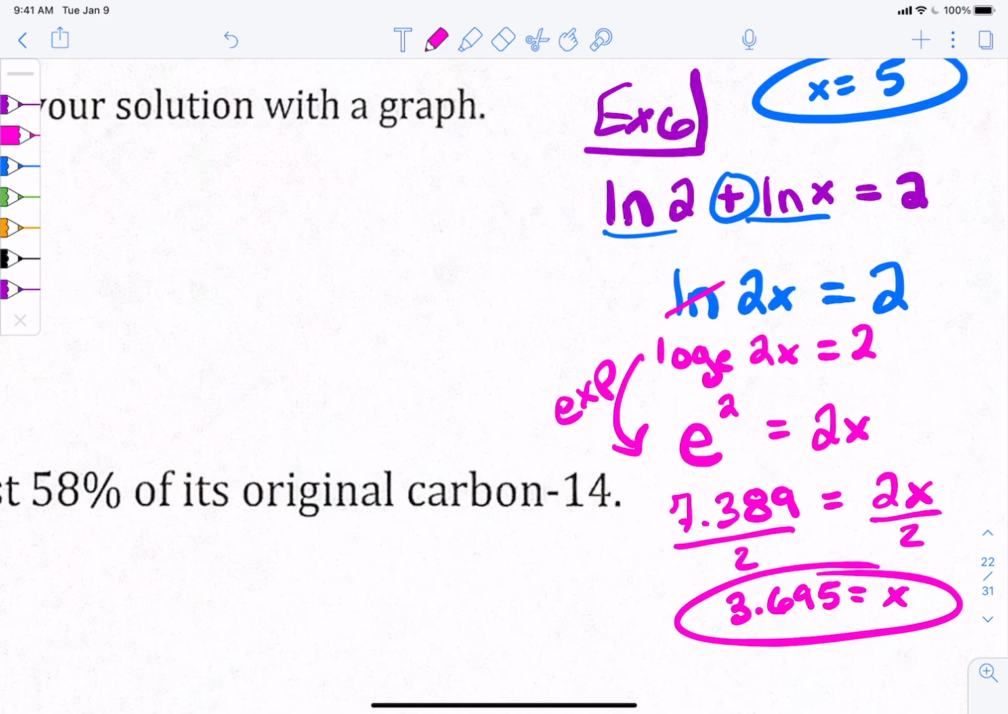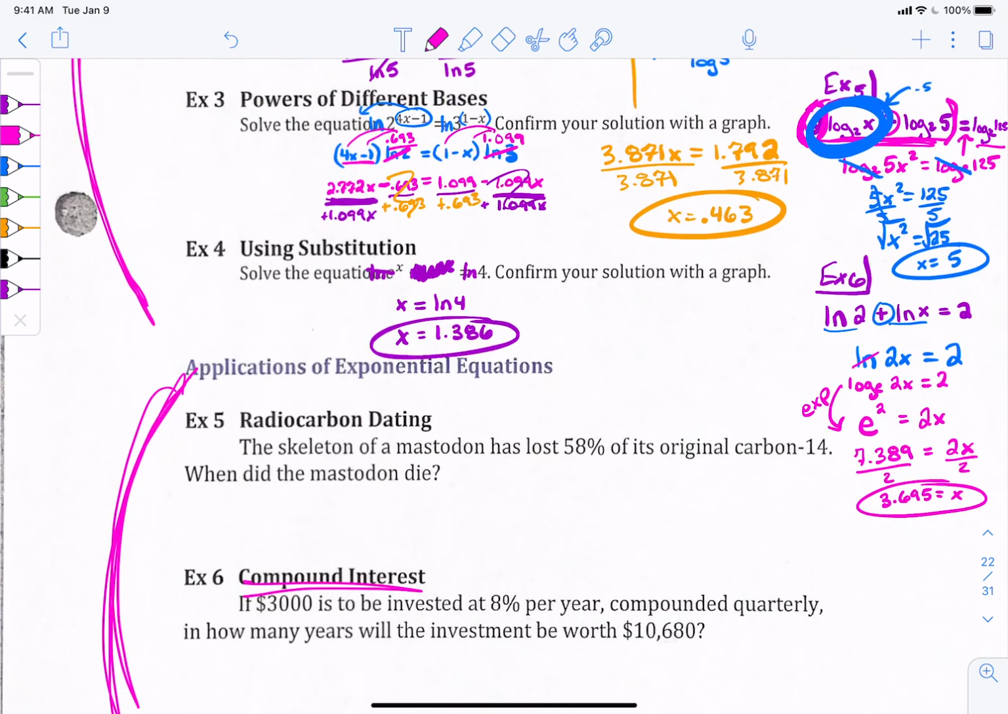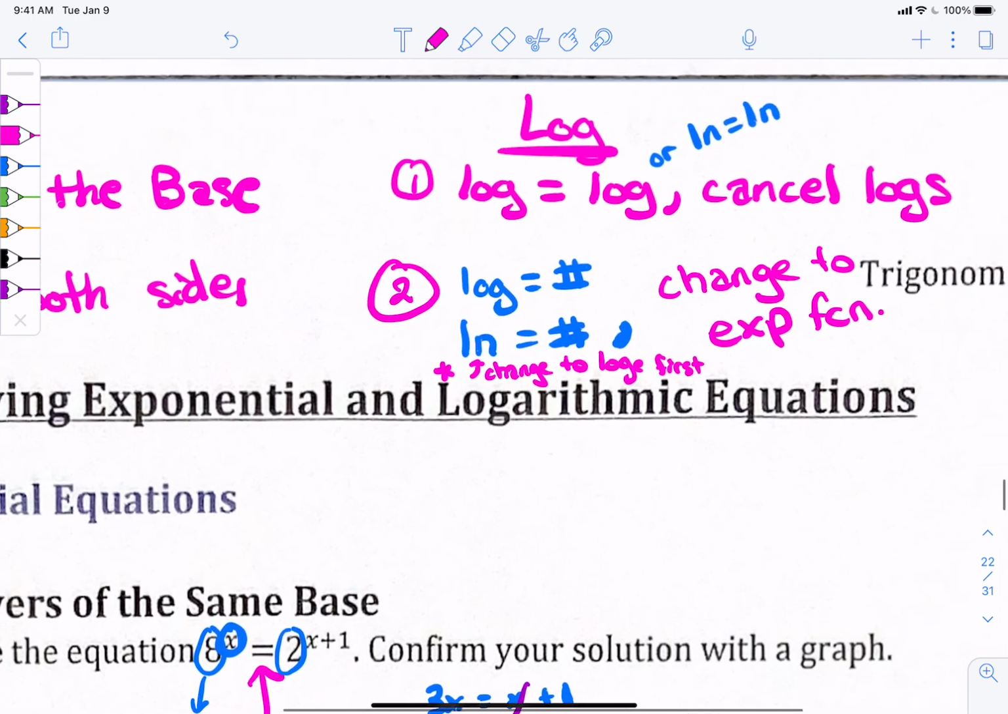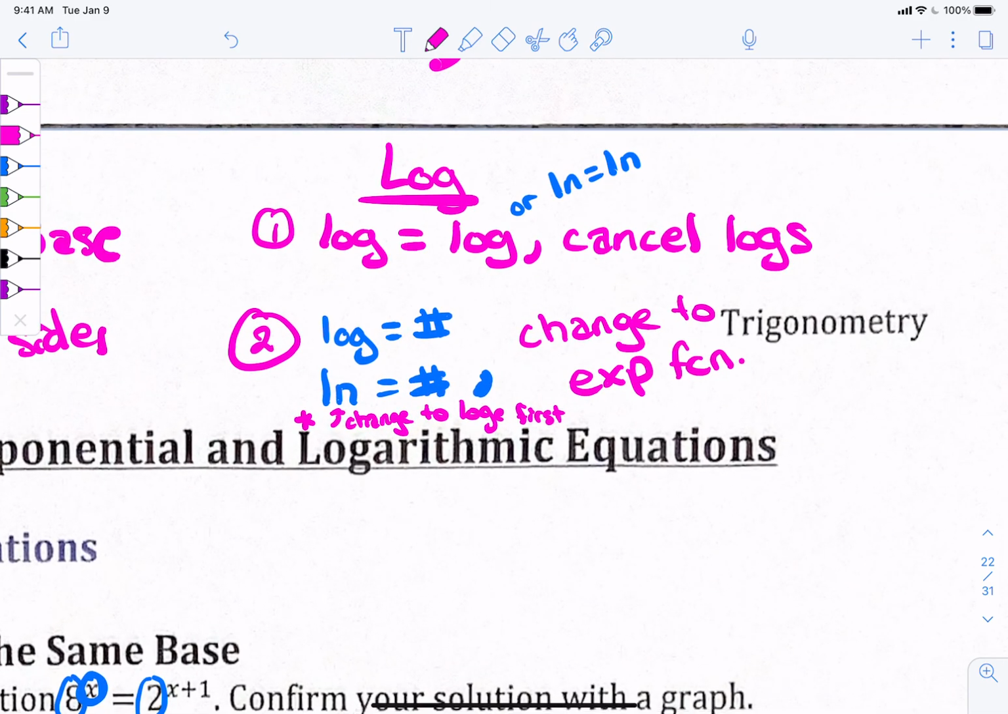Can you go back up to the shortcut thing? Right there. Okay. I've got to stop the video.